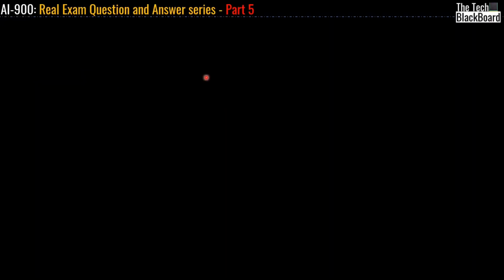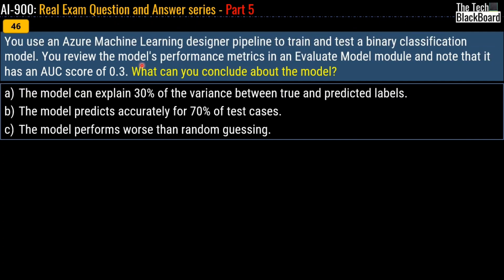So let's begin. Let's start our part 5 with question number 46. The question says that you use an Azure Machine Learning Designer pipeline to train and test a binary classification model. You review the model's performance metrics in an evaluate model module and note that it has an AUC score of 0.3. What can you conclude about the model? Your options are: the model can explain 30% of the variance between true and predicted labels; the model predicts accurately for 70% of test cases; the model performs worse than random guessing.